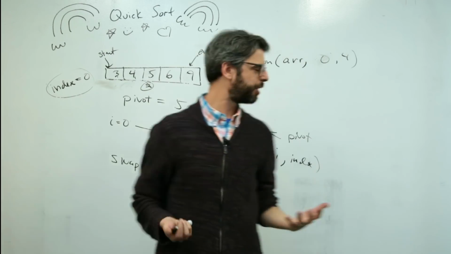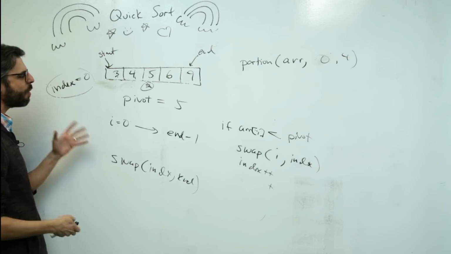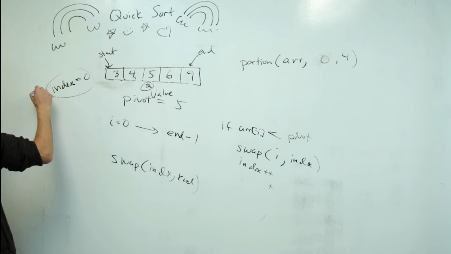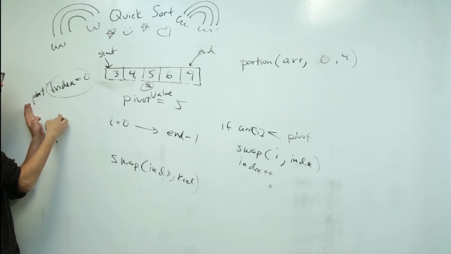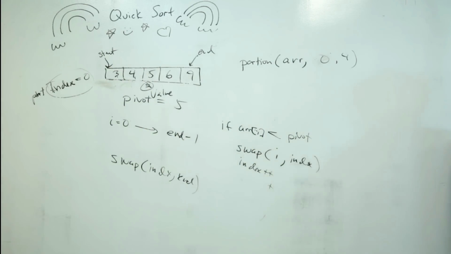So the chat has given me some good feedback that the way I used i and index is a little bit awkward. I think what I might actually do is name this pivot value when I write the code, and I'll name this pivot index. That's being very long-winded, but I think it'll make it more clear. So let's go write that code now.